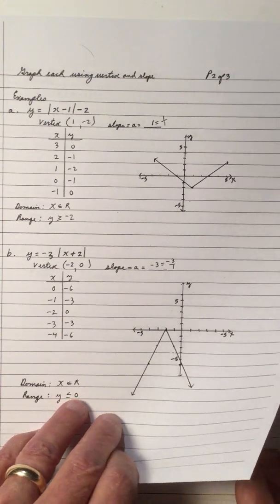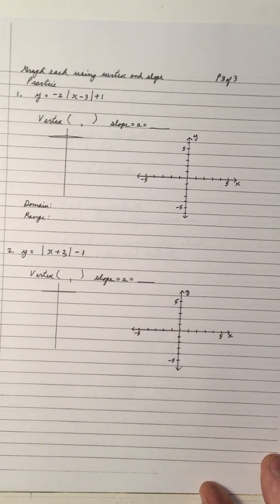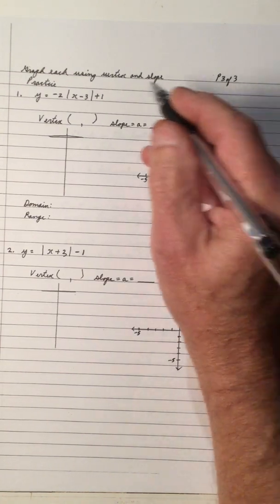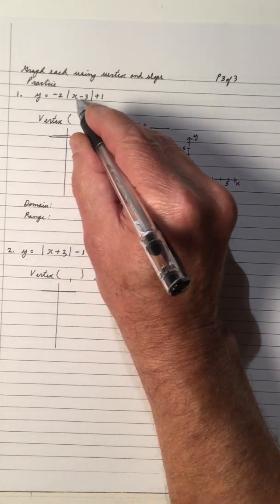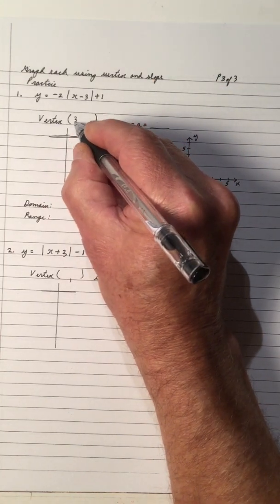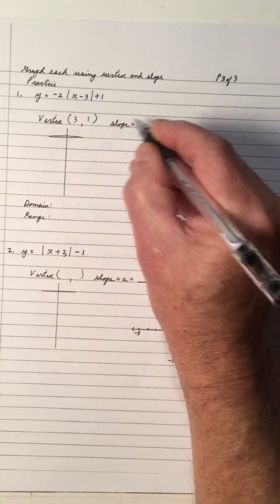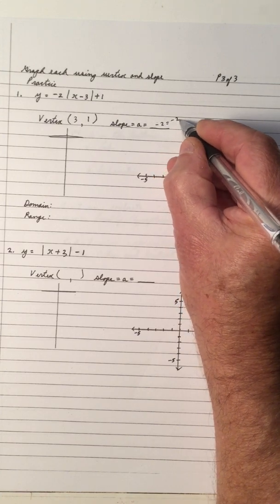Okay, and let's do a couple more. Now, practice means, normally when I show you something, now practice: you work them out and graph these correctly. Here we go, using the vertex and the slope. The vertex, opposite of negative 3 is 3. When x is 3, y is 1. And the slope is negative 2, so that's negative 2 over 1.